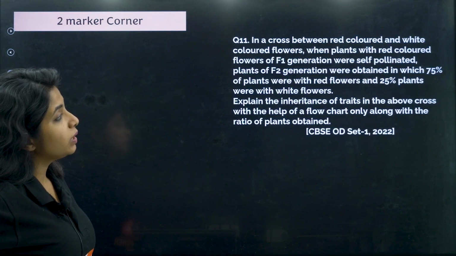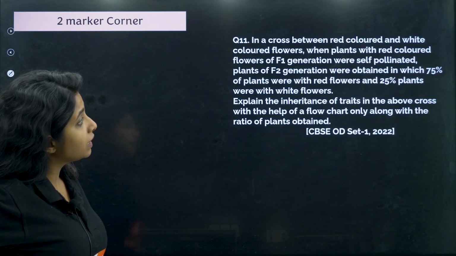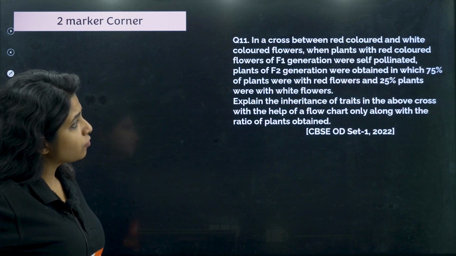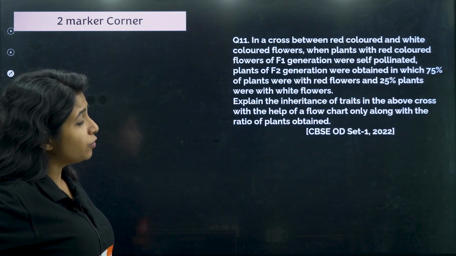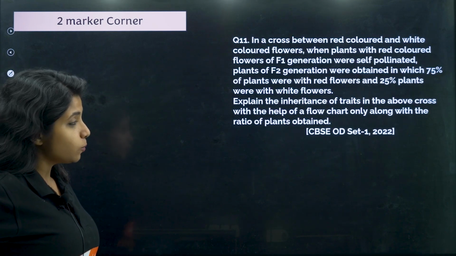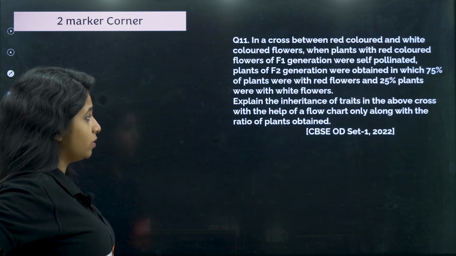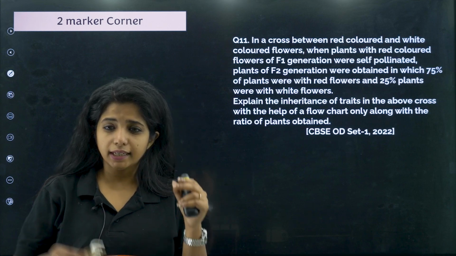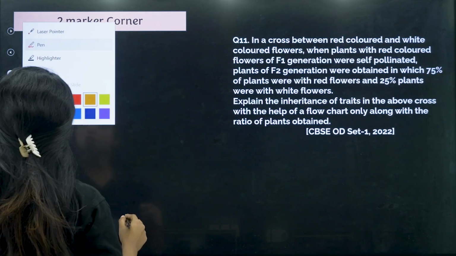In a cross between red colored and white colored flowers, when the plants with the red colored flowers of F1 generation were self-pollinated, plants of F2 generation were obtained in which 75% of the plants were with red flowers and 25% plants were with white flowers. Explain the inheritance in the above cross with the help of a flowchart only along with the ratio of the plants obtained. Too much confusion, right? So let's make it easy. Okay, let's do the job.